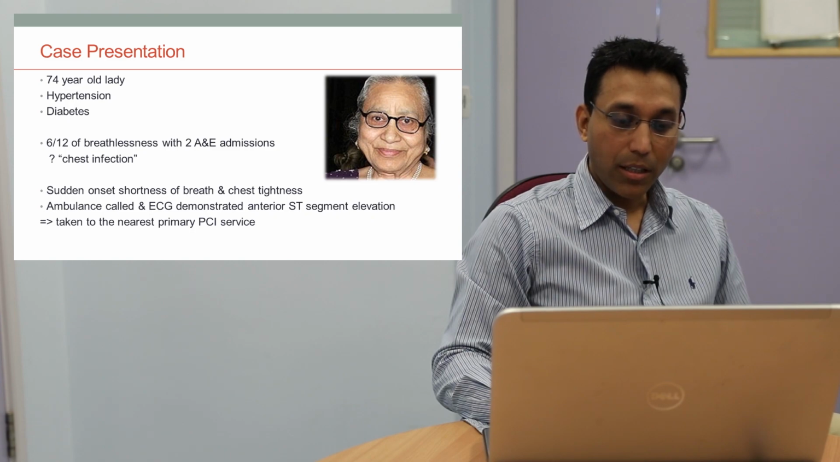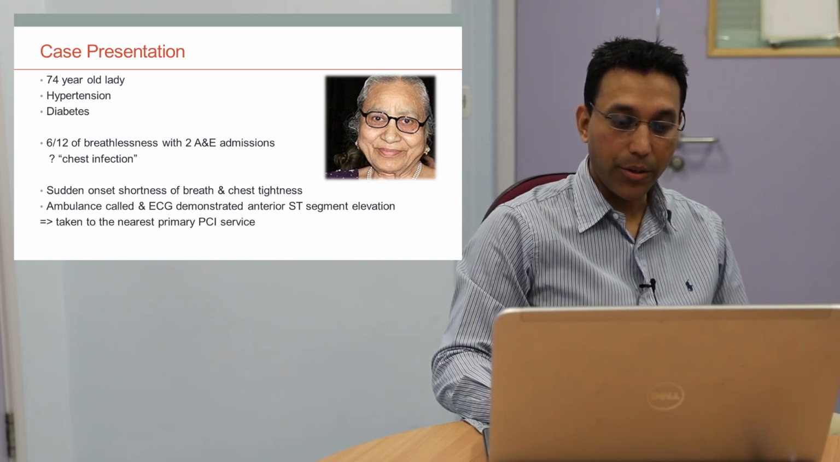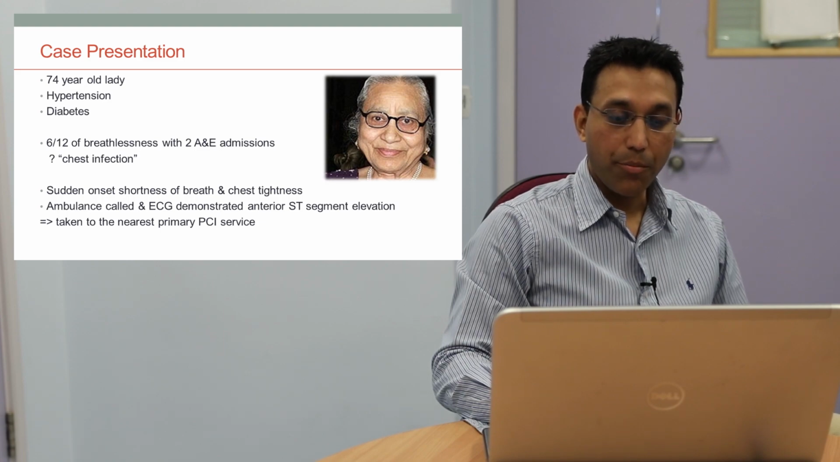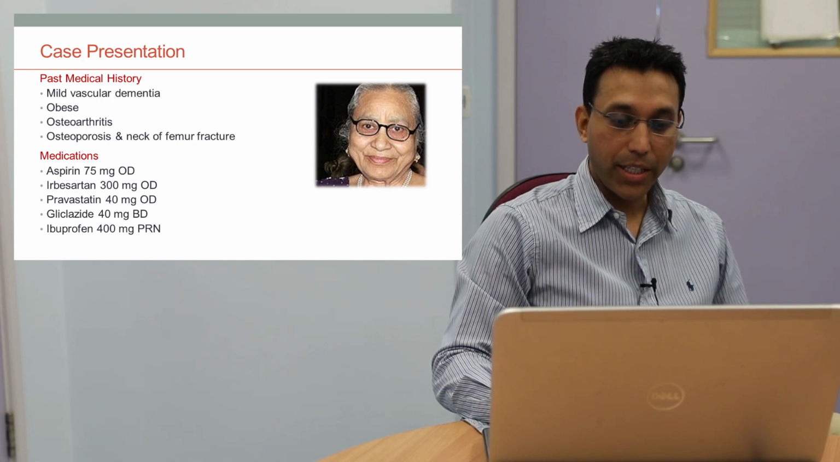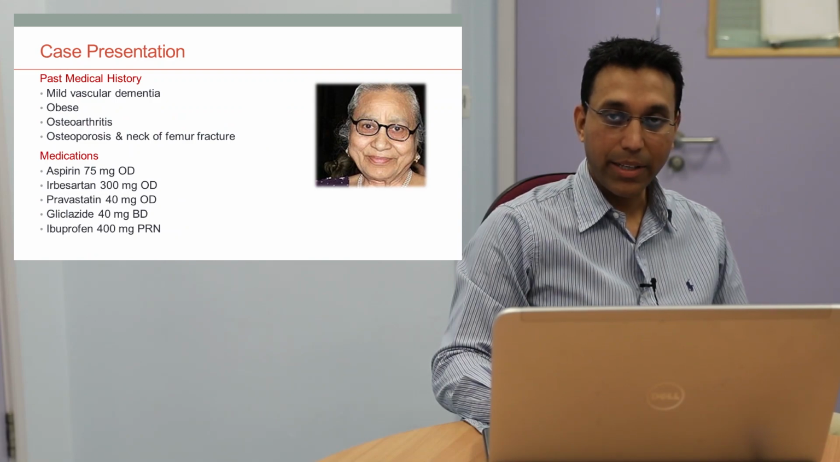She then presented with sudden onset shortness of breath and chest tightness. An ambulance was called, although not immediately. An ECG demonstrated ST elevation, and she was taken to the nearest primary PCI service. Now, her past medical history consisted of mild vascular dementia, obesity, osteoarthritis, osteoporosis, and a recent neck of femur fracture. Her medications are listed here: aspirin, irbesartan, pravastatin, gliclazide, and ibuprofen.